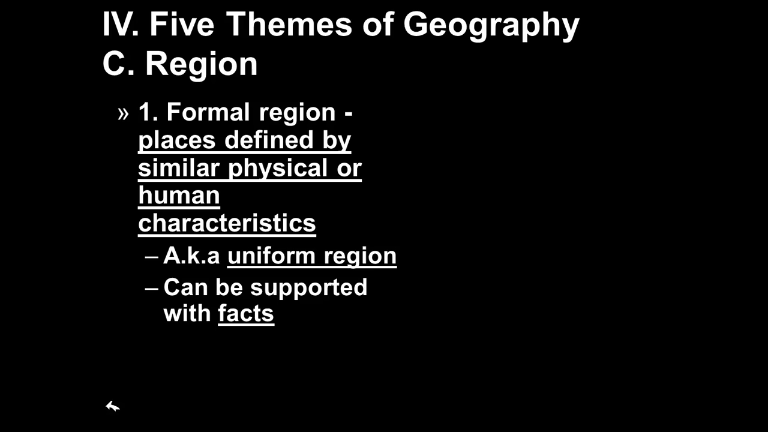Getting into the definition of a formal region, like I mentioned earlier, it's places that are defined by similar physical or human characteristics. So make sure you have that written down for a formal region: places that are defined by similar physical or human characteristics, otherwise known as a uniform region. The important thing, put a star next to this for formal regions: a formal region can be supported with facts. That is one thing that separates a formal region from the functional and perceptual regions, that they can actually be defined by facts.